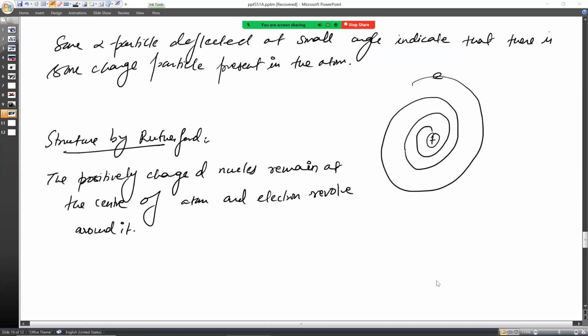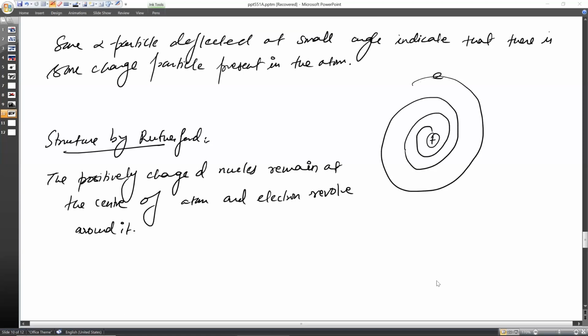And there were some drawbacks that he was not able to explain: if the electrons are revolving, they will lose their energy, and if they lose their energy, they will collapse into the nucleus. So where does the electron go? This was not explained by this model. Okay, got it?